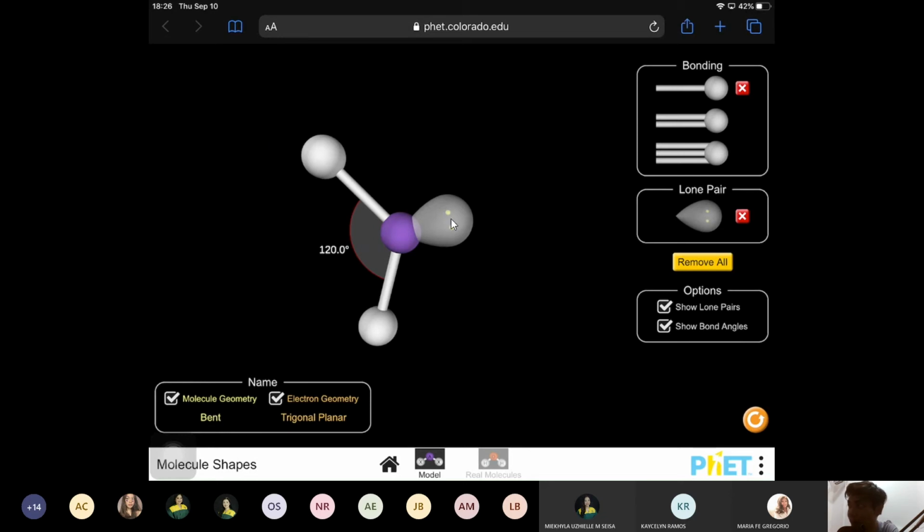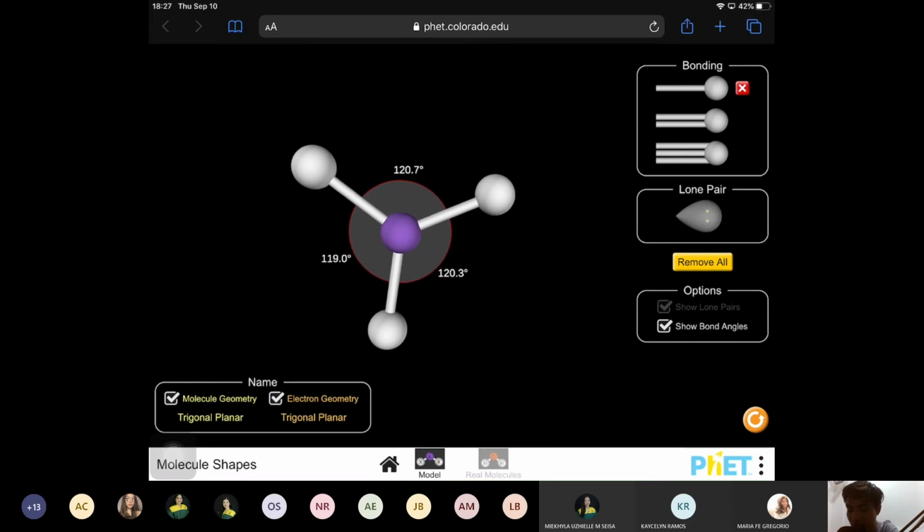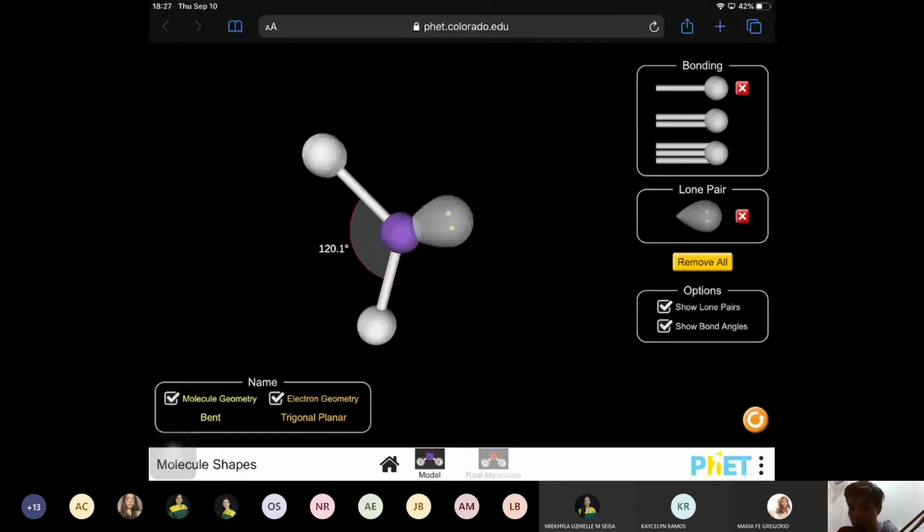Inisip ko agad, bent yung shape niyan pag AX2E. So, yun yung mga na-develop kong style sa pagkabisado dito. So, again, AX3, trigonal planar. Palitan mo yung isa ng lone pair, AX2E. Yan ay magiging bent. So, yan. That's one way for you to remember that.